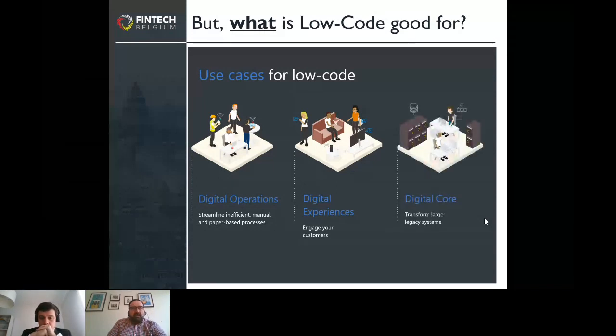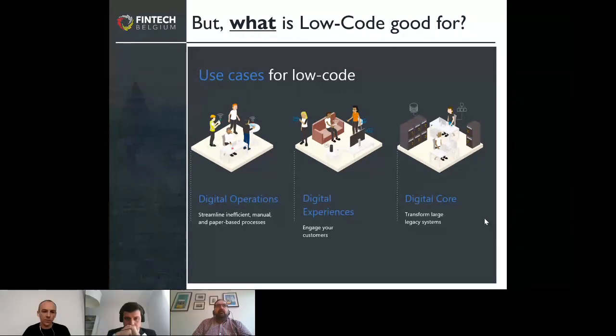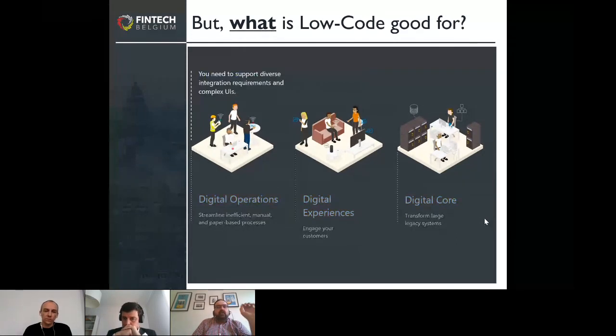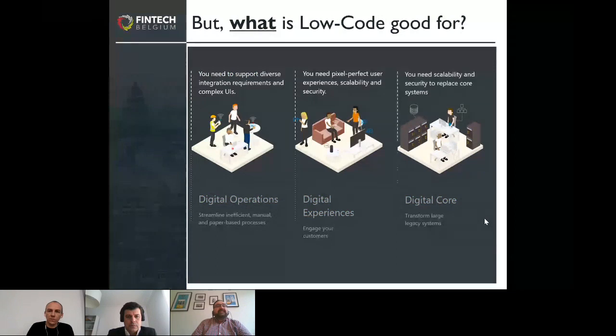Digital core, so meaning that if you have legacy systems, core legacy systems that you need to reintroduce, and you have lost touch with the guys that developed those applications, and you need to redo it again, low code is definitely the solution. So coming again, if you need to support integration requirements in complex user interfaces, if you need pixel perfect user experiences with high quality UX UI, or if scalability and security are your main concerns, definitely low code can help you.